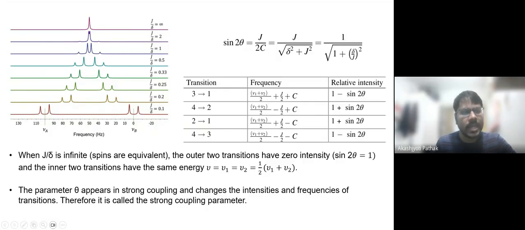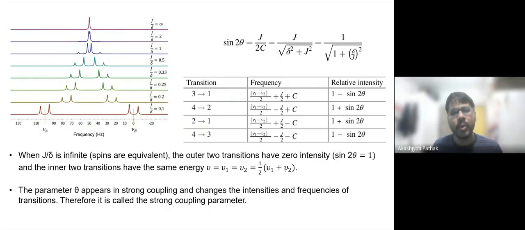When J by delta is infinite, it means that the spins are equivalent. The outer two transitions have zero intensity, which means that sine 2 theta is equal to 1, and the inner two transitions have the same energy. So in the first case, if your J by delta is infinite, you will get a singlet, a single peak. Both spins are equivalent, so nu one and nu two become equal, and you get a single frequency value, nu.